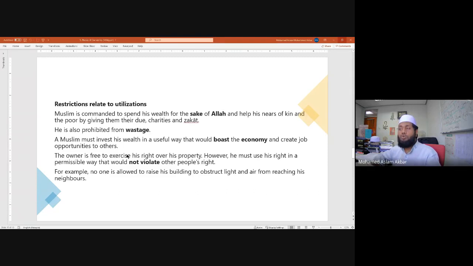Allah said in the Quran, Kulu washrabu wa la tusrifu. So a Muslim is prohibited from wastage. We don't take it that seriously because there is no law. Killing is prohibited. We take it seriously because we know the police will come and catch us. Stealing, we take it seriously because we know there is CCTV and the police will come and catch us. But wasting, we are not serious.